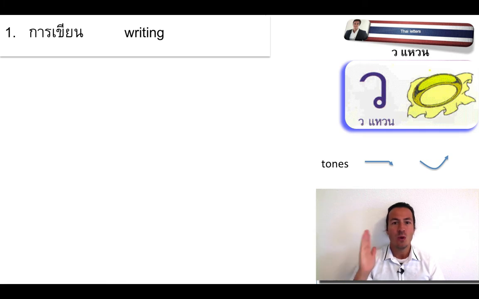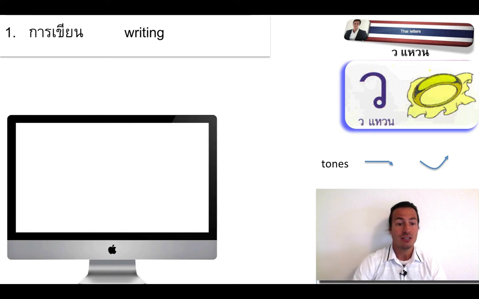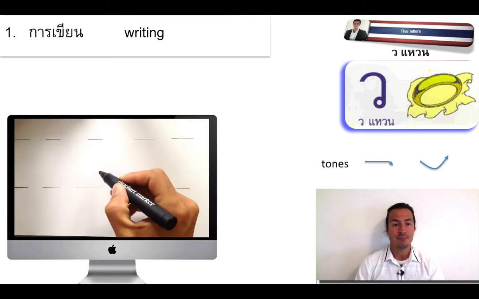So, wawan. The reason I'm introducing this, of course, is because we want to practice not only writing, but also the right pronunciation in the next step. So, writing this consonant by hand is done in a way that you start, as always, with the circle, as you can see on this screen right now.